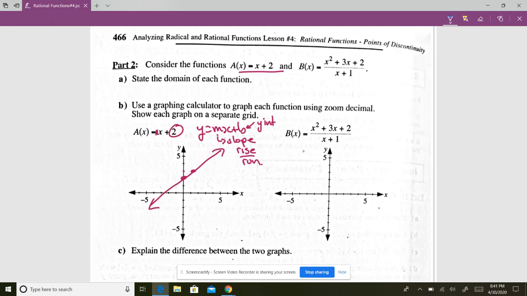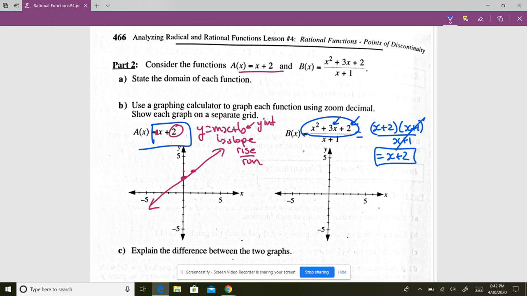Second one here, whenever you have something that is written as a polynomial, always factor it. So we ask what multiplies to 2 and adds to 3. x plus 2, x plus 1, over x plus 1. The x plus 1's cancel, and we get x plus 2. Now, that is the same as this, with one difference. This x plus 1 here in the denominator means you cannot have x equaling negative 1, because that would make the denominator 0.